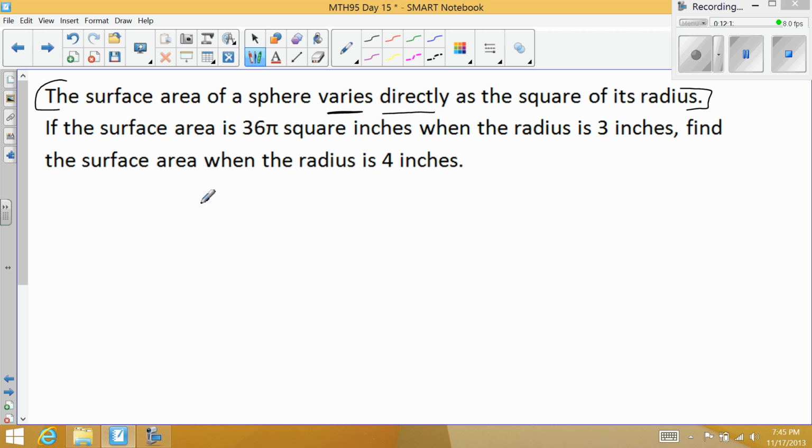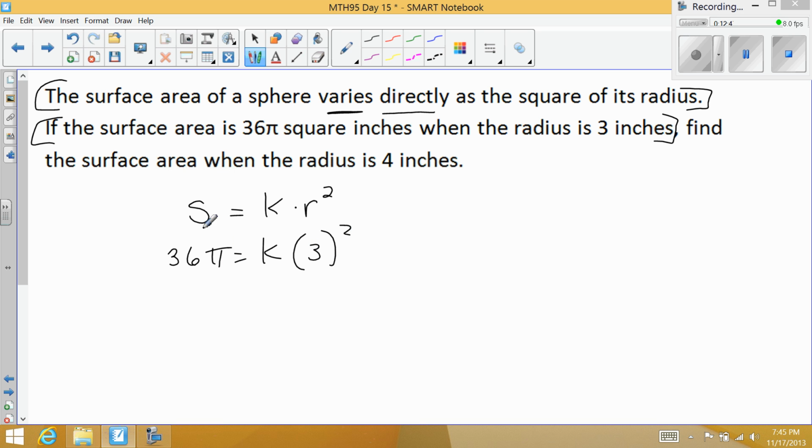So the surface area, I'll call that S, varies directly. So varies directly means it's going to be k times whatever it is we're working with. And here it's not just the radius, but the square of the radius. So k times r squared. Now we can take the next piece of information. If the surface area is 36 pi, when the radius is 3, and stop right there. Surface area is 36 pi when the radius is 3 inches.